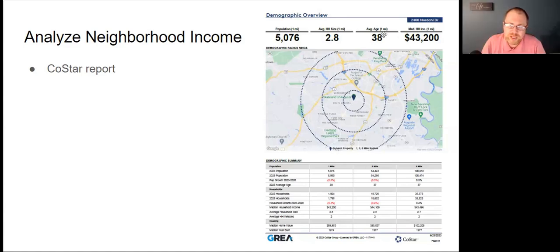It was for a property south of Augusta, Georgia. And here, one of the many pages on these reports, you have the income at a 1 mile, 3 mile, and 5 mile. And you see it's more or less 43,000, 44, 43. So usually it's more or less in line.